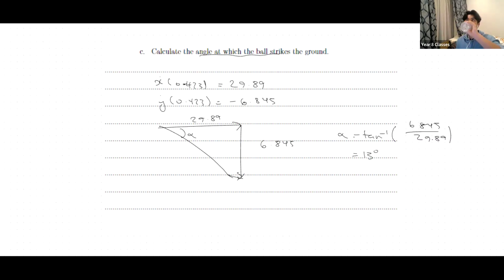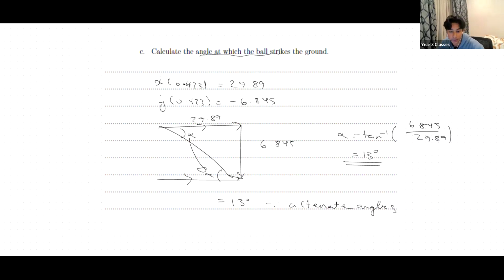So just a little note. The question's a bit ambiguous, but the way I interpret the angle at which the ball strikes the ground is as this angle. It doesn't matter for this case because it's just alternate angles. So I would just quickly say it's equal to 13 degrees because of alternate angles. It's still the same answer, but in case they nitpick.